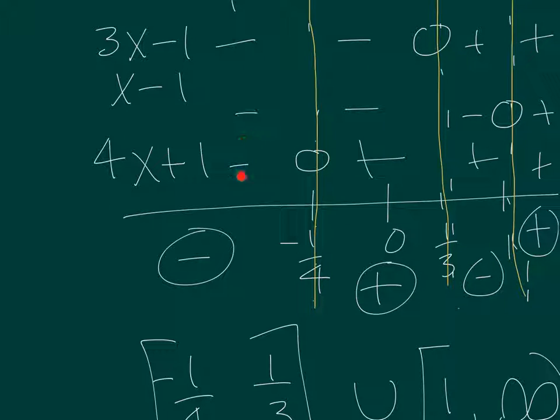So here we have 3 negatives, and when we multiply 3 negatives together, the result will be negative. Here we have 2 negatives and a positive, and when we multiply those together, the result will be positive. Here we have 2 positives and a negative, and when we multiply those together, the result will be negative. And here we have 3 positives, and when we multiply those together, the result will be positive.